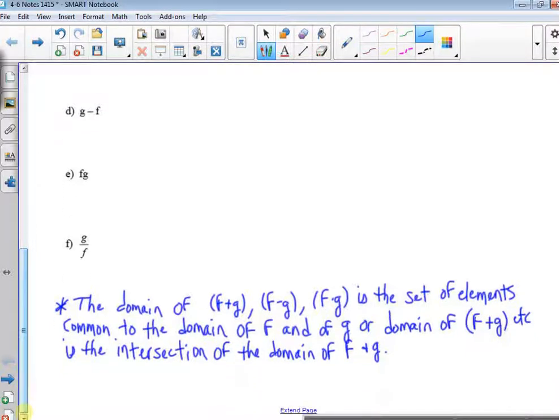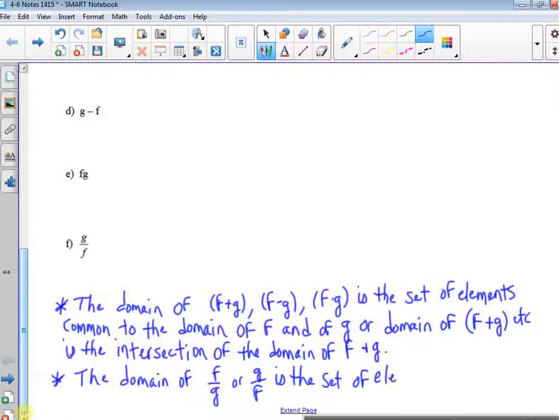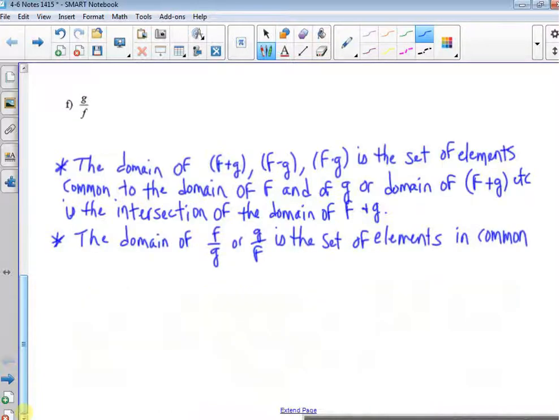Now, the domain of f divided by g or g divided by f is the set of elements in common except for division by 0. Okay, so we've got to keep that in mind. The domain is the set of elements common to the domain of f and of g.